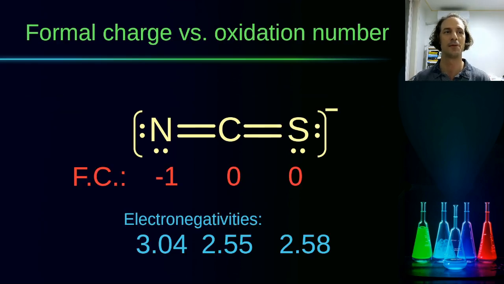So let's take a look at the difference between formal charges and oxidation numbers in the thiocyanide anion, for which we previously already looked up the formal charges. So now let's take a look at the oxidation numbers. The electronegativities of these atoms will be very important. So nitrogen has the highest electronegativity, so it will get all the electrons from the bond with the carbon.